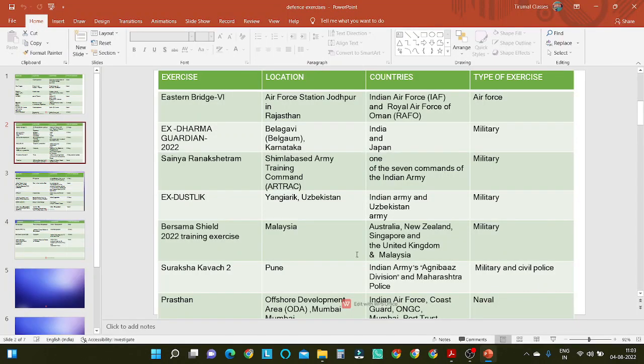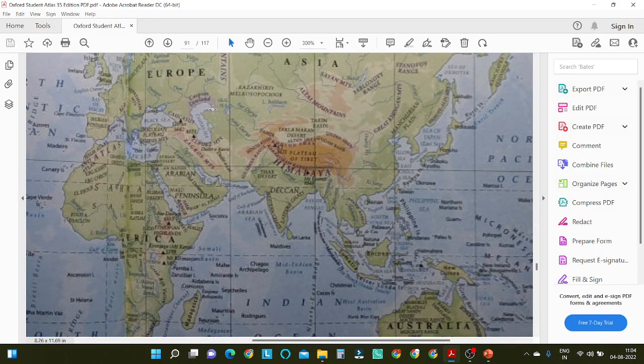Moving on to the next exercise, it is Sainya Ranakshetram. It is also a military exercise. In this, no other country is participating, and only one of the 7 commands of the Indian Army is participating. It is a Shimla based training command, meaning it is taking place in Shimla, Himachal Pradesh. We all know the location of Shimla.